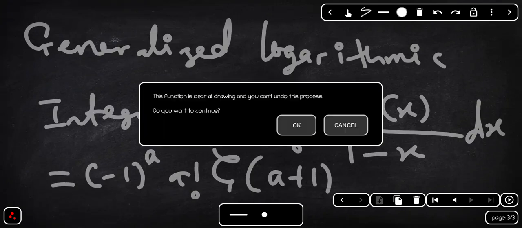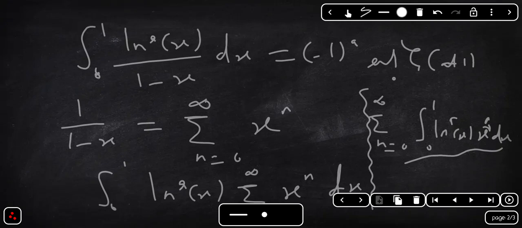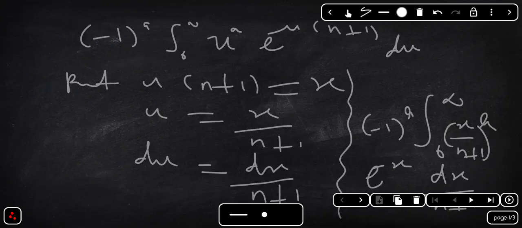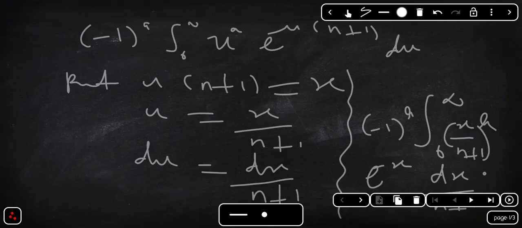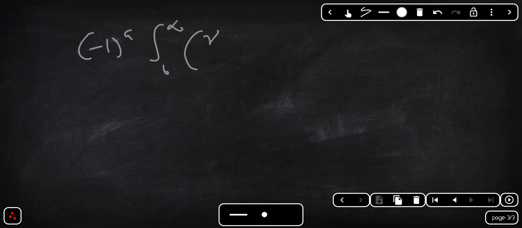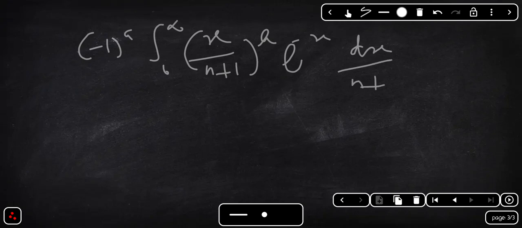From the previous notes, I have these. I'm going to write that on the next page. That would be minus 1 raised to the power of a, integral from 0 to infinity of x over n plus 1 raised to the power of a, e raised to the power of minus x, dx over n plus 1. All right, so we're going to apply the law of indices here also.